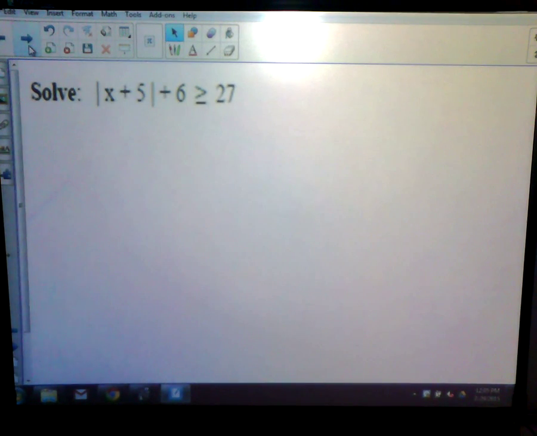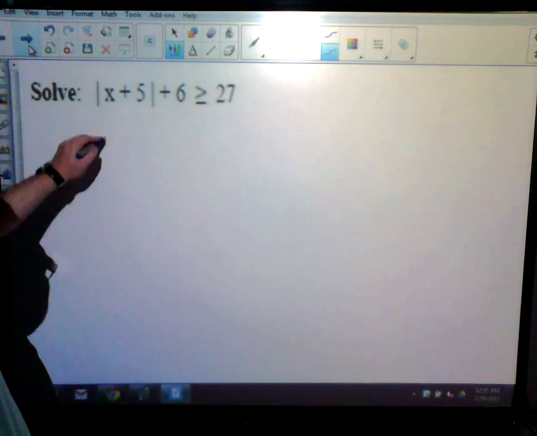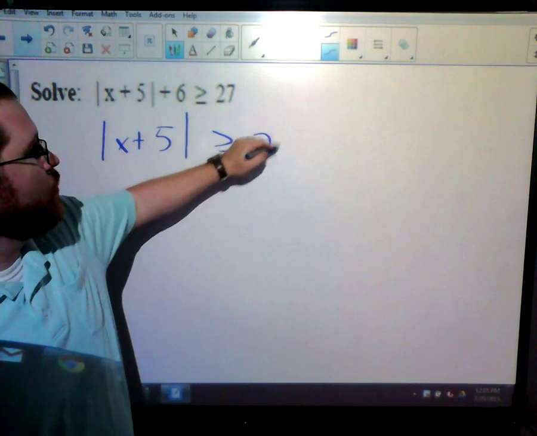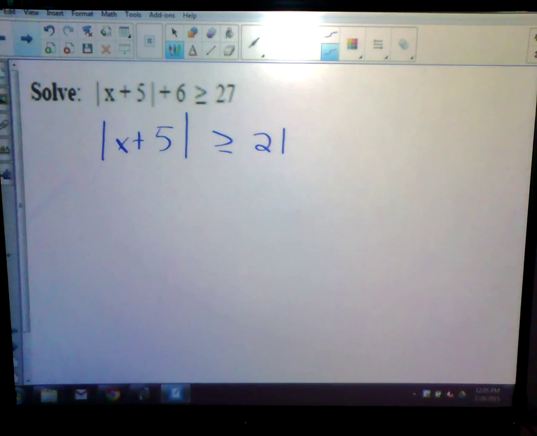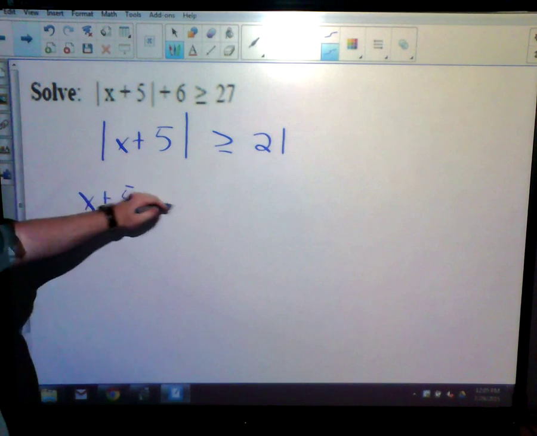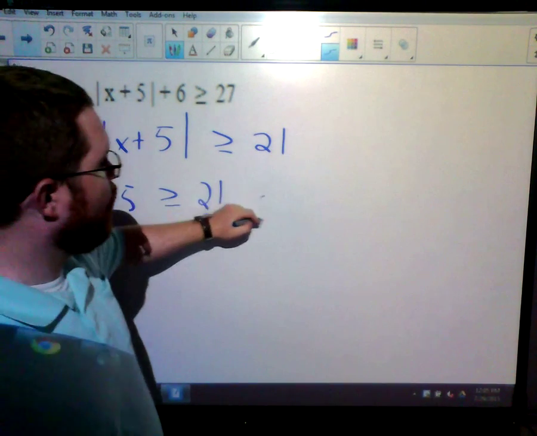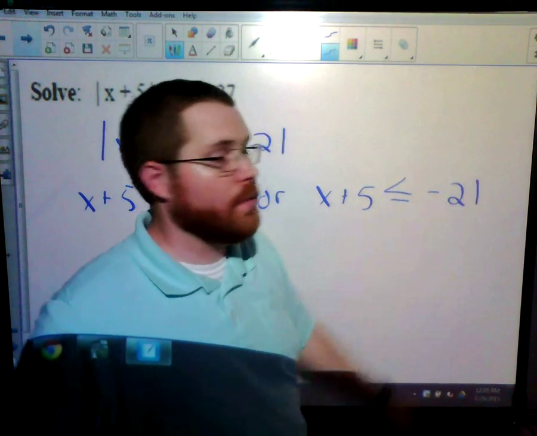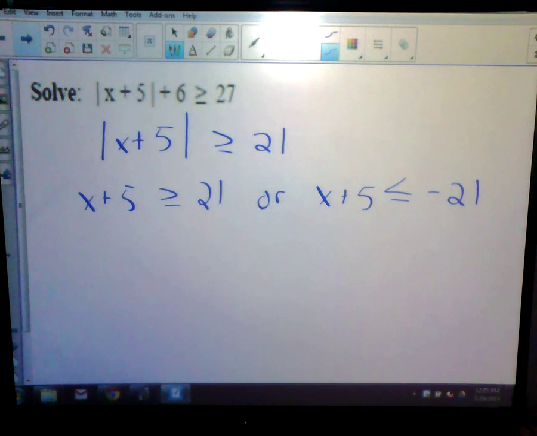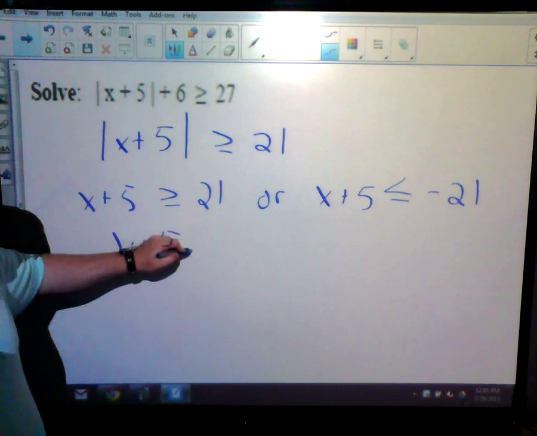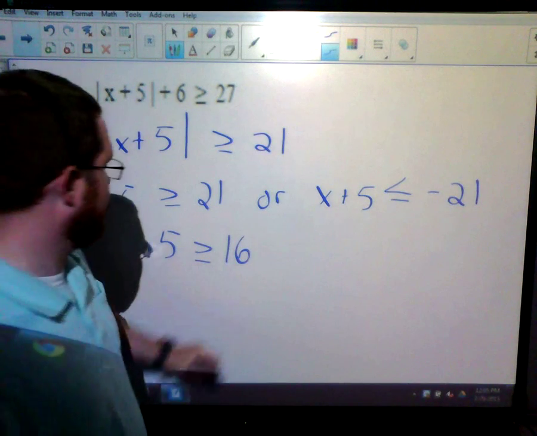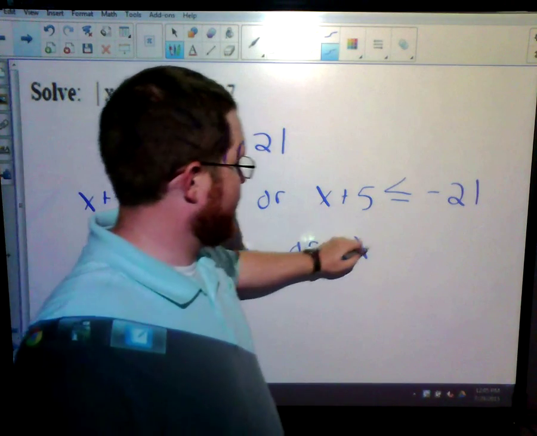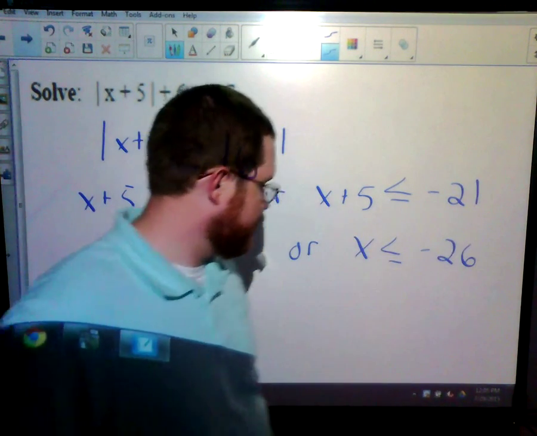Let's try it. So, isolate the bars. That's going to be 21. Greater than or equal to. Greater than is or. X plus 5 is greater than or equal to 21, or x plus 5 is less than or equal to negative 21. I have to flip the bars because I changed the sign. X plus 5 is greater than or equal to 16. I'm sorry, x is greater than or equal to 16. Or x is less than or equal to negative 26.